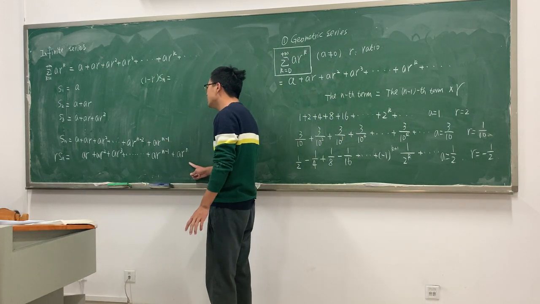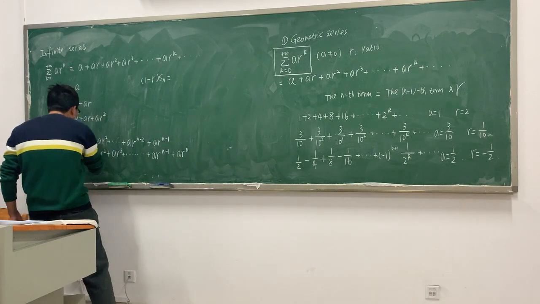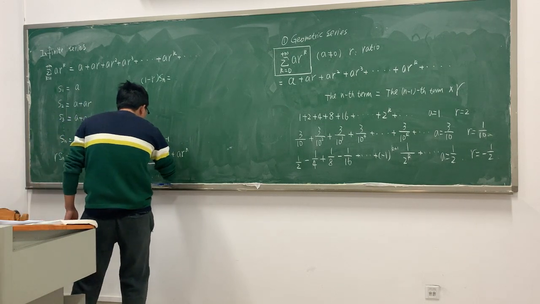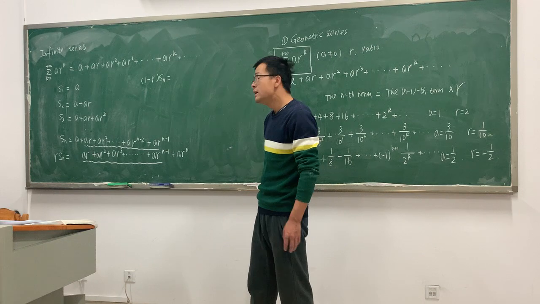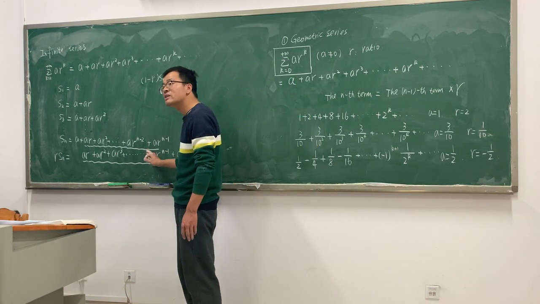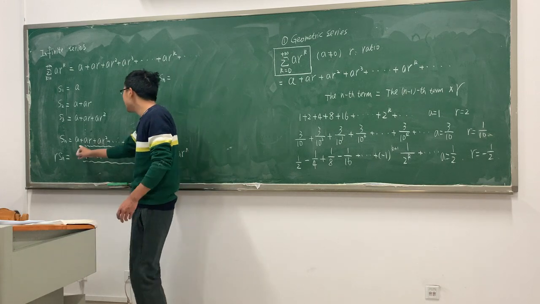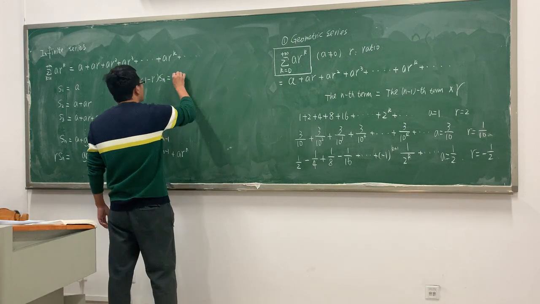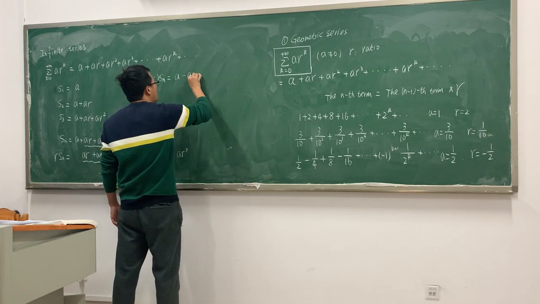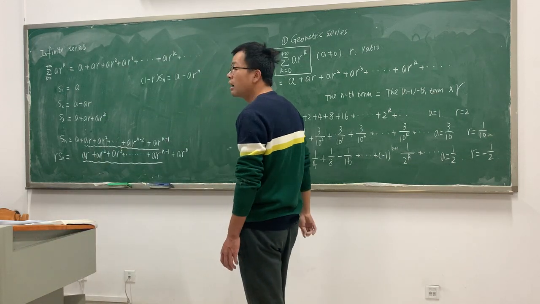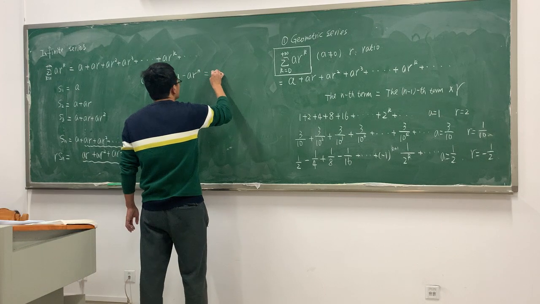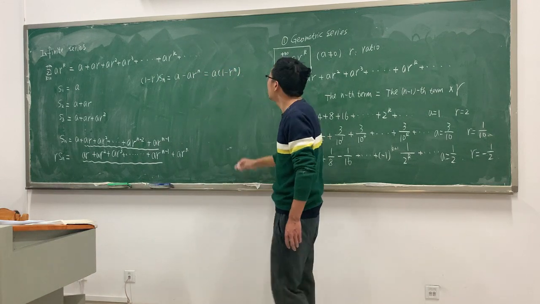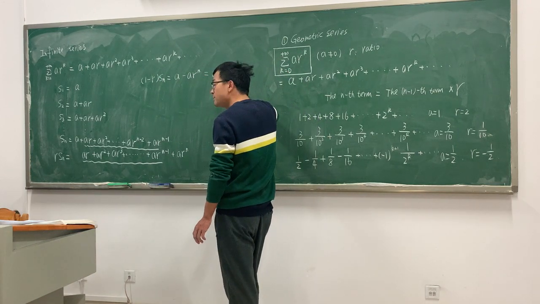And for the right hand side, we can see this part and this part. These two parts are the same, so the difference of these two parts is 0. So here we just have A minus AR to the nth power. So this is equal to A times 1 minus R to the nth power.